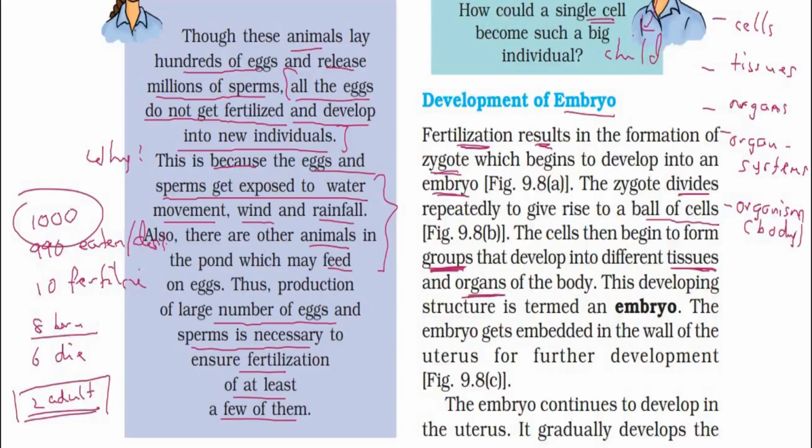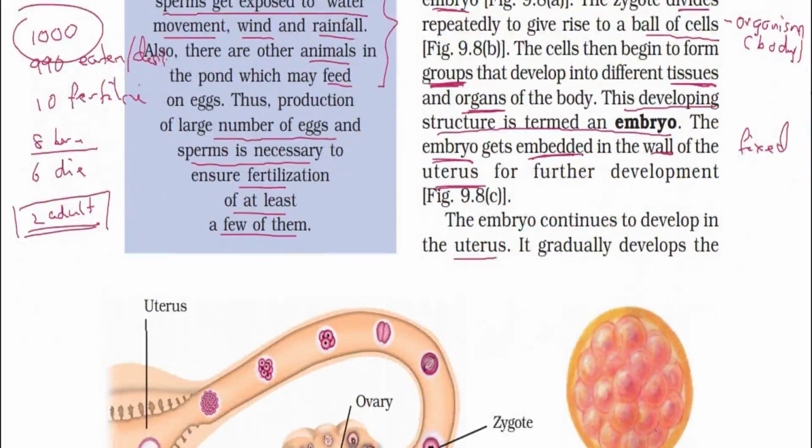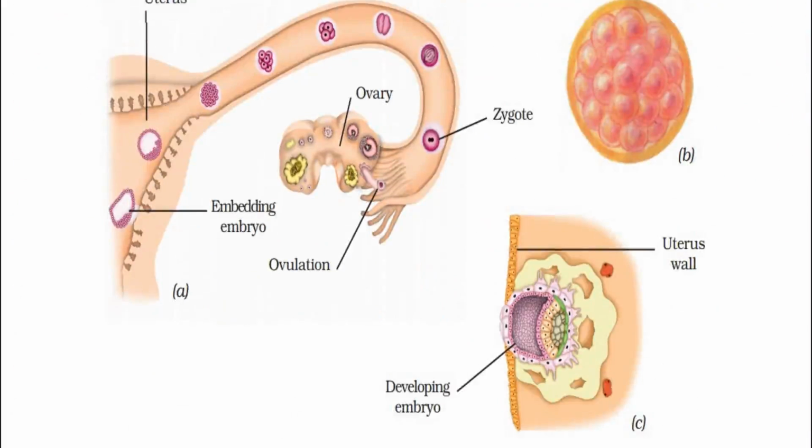So this developing structure formed of dividing tissues and organs is called an embryo, and this embryo gets embedded. Embedded means fixed in the wall of the uterus for further development. This embryo develops in the uterus. It gradually develops. You see, the ovulation occurs. The egg is released. The egg and sperm unite. Zygote is nothing but the fusion of egg and sperm. This zygote now starts developing.